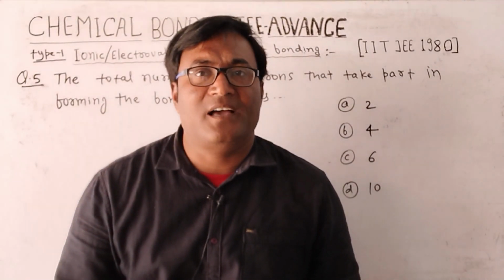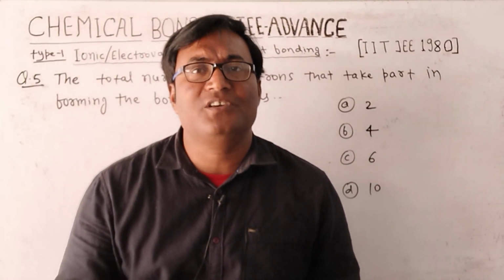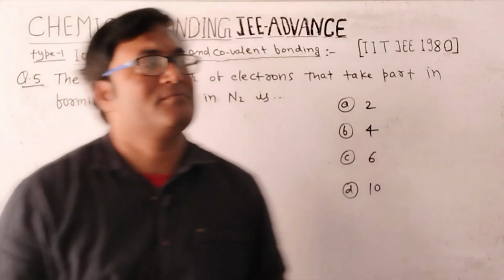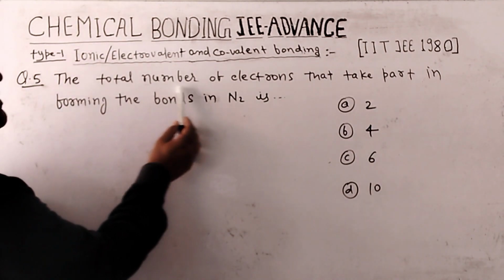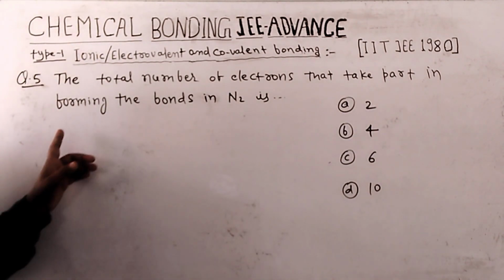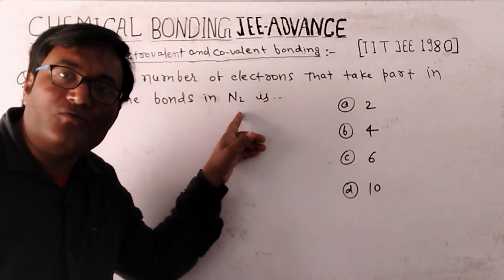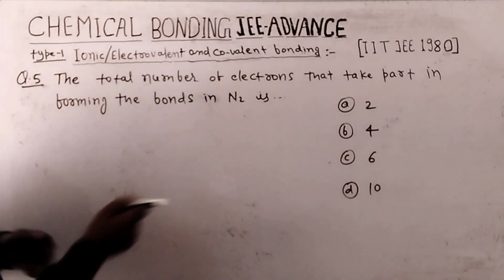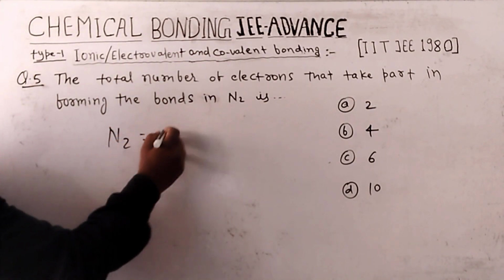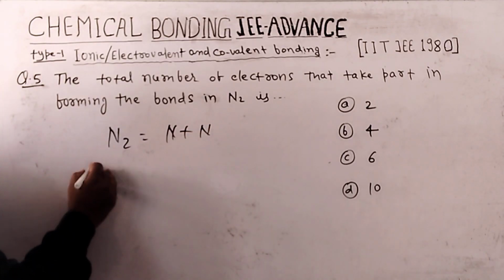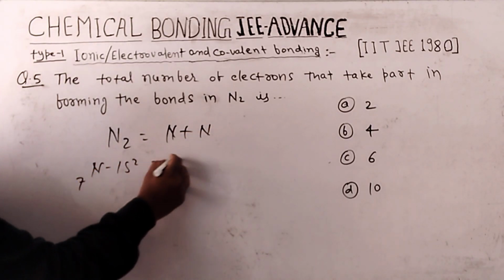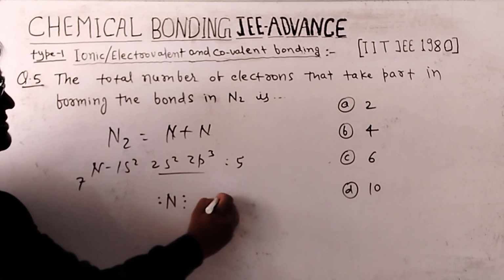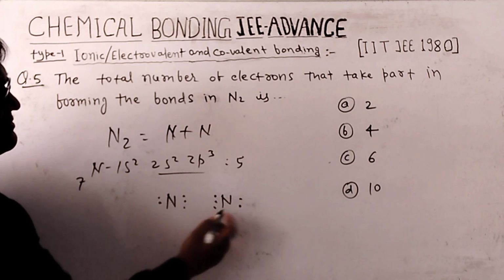Now question number 5 is an IIT previous year question, and in this question we calculate the number of electrons in covalent bonds. According to this question, the total number of electrons that take part in forming the bond in N2. So how many electrons are present in the bond of N2? In N2, 2 nitrogen atoms are bonded together. Atomic number 7, electronic configuration 1s2, 2s2 and 2p3. Valence electrons are 5. Now 5 valence electrons are present on nitrogen.